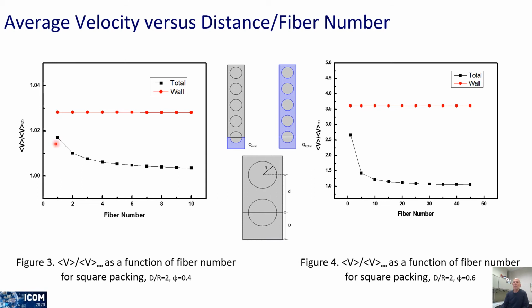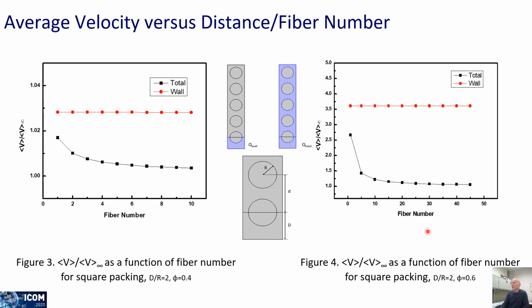If we look at the total flow rate and the average velocity through the total stack of fibers, we see that it starts off at a slightly larger value than 1, but then decreases fairly rapidly as we increase the number of fibers from 1 to 10. This is the figure here on the left. Figure 3 is for a packing fraction of 0.4.